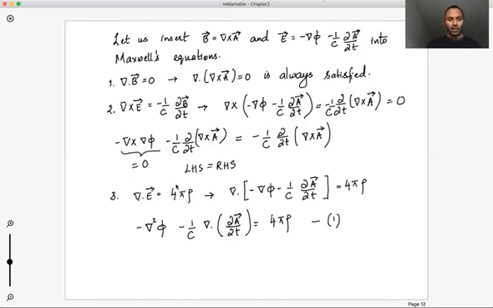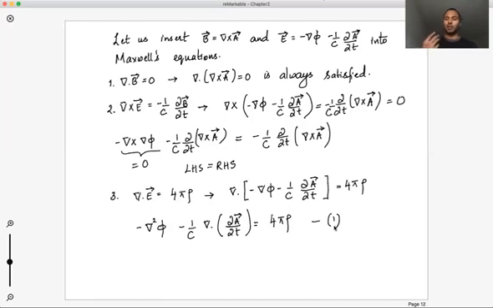Okay, so now let's take Gauss's law and see where we get it. So we have divergence of E equal to 4 pi rho. So I'm going to substitute for E. And then I basically get divergence of a gradient, that's again the Laplacian operator here, minus 1 over c times the divergence of dA by dt equal to 4 pi rho. Okay, so this doesn't reduce much further. So I'm going to retain this as equation 1 because I'm going to use it later.